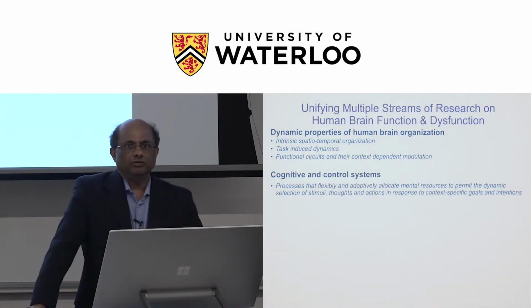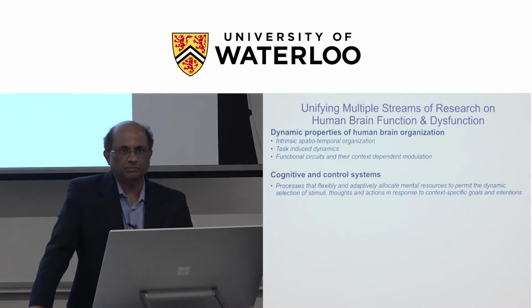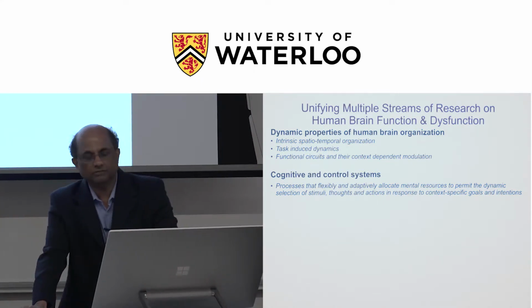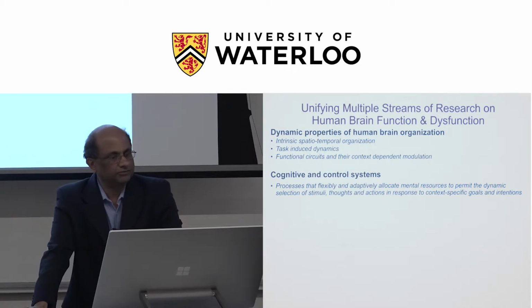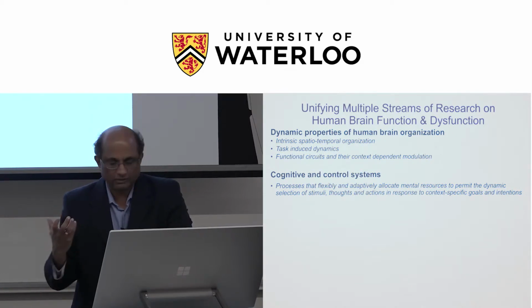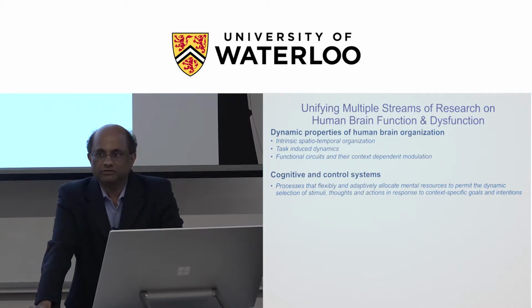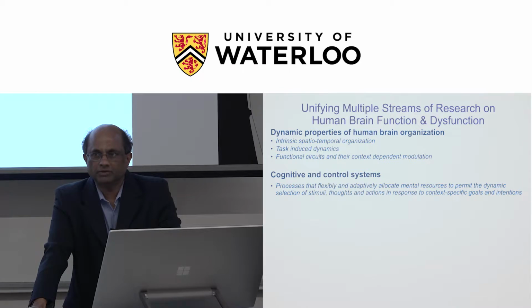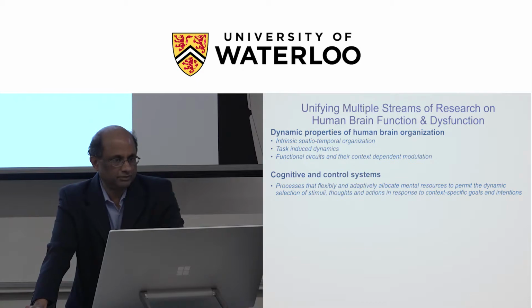And within this framework, we've tried to think about general models that transcend individual task domains to understand how the brain can flexibly process and allocate mental resources to permit dynamic selection of stimuli, thoughts, and actions in response to context-dependent goals and intentions. The notion is that there are core underlying cognitive control systems that you have to bring to bear regardless of the task domain that you're confronted with. And so that can serve as an underlying idea for thinking about functional brain organization and how some of those core systems might relate to human cognitive function.